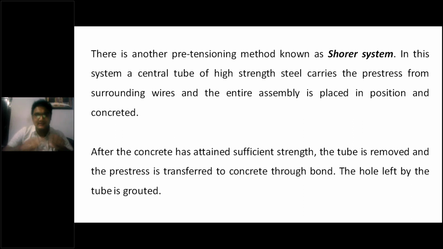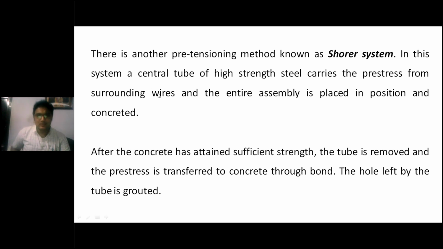So there will be a central tube in the mold. That tube consists of high strength steel. Do you understand? That tube is going to be connected with the surrounding wires, right? This tube gets connected to the neighbouring wires. When you try to pull the center strand which was there in the tube, the other wires are also going to be stressed, right? That is the way the Schorer system is adopted.